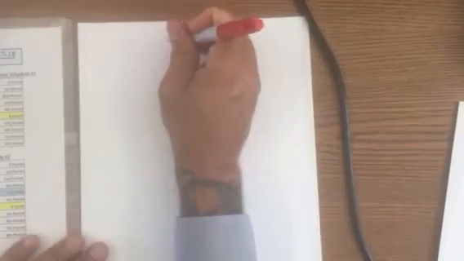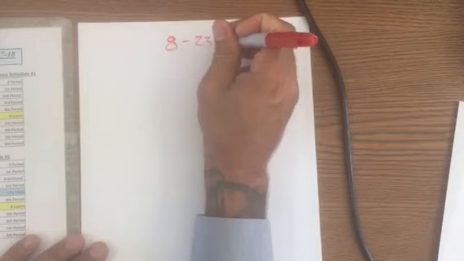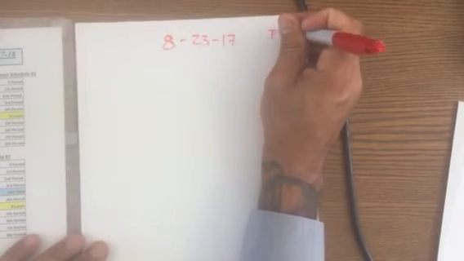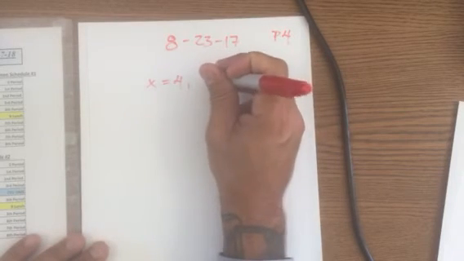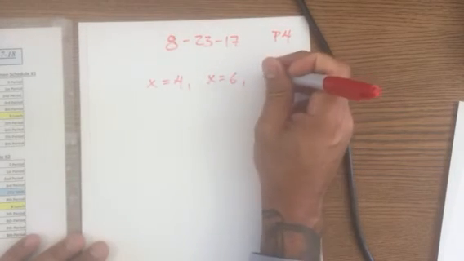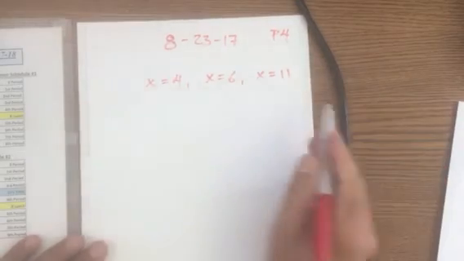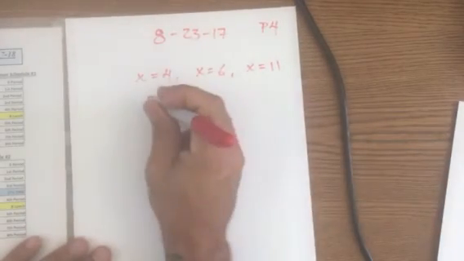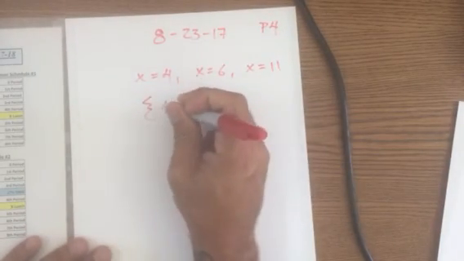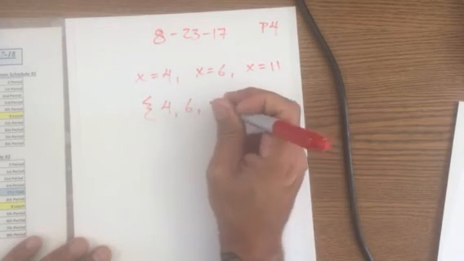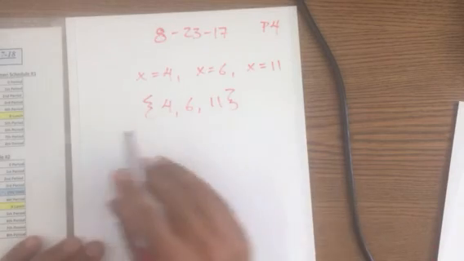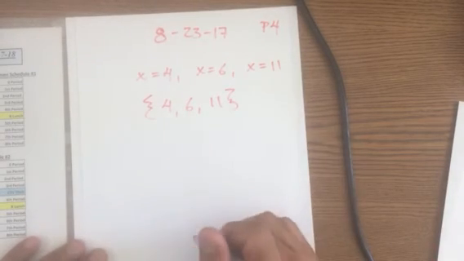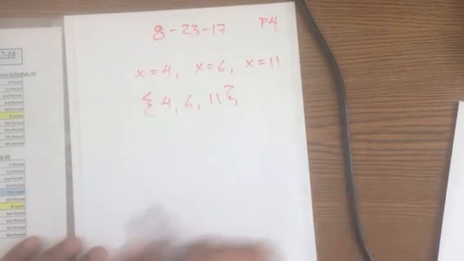Now sometimes we'll have more than one thing on the roster. So I'll have a problem, I solve it out, and it tells me x equals 4, x equals 6, x equals 11. So I have 3 things on the roster. When that happens, I just want to list them all. 4, 6, 11. And then close my set. And that's it.